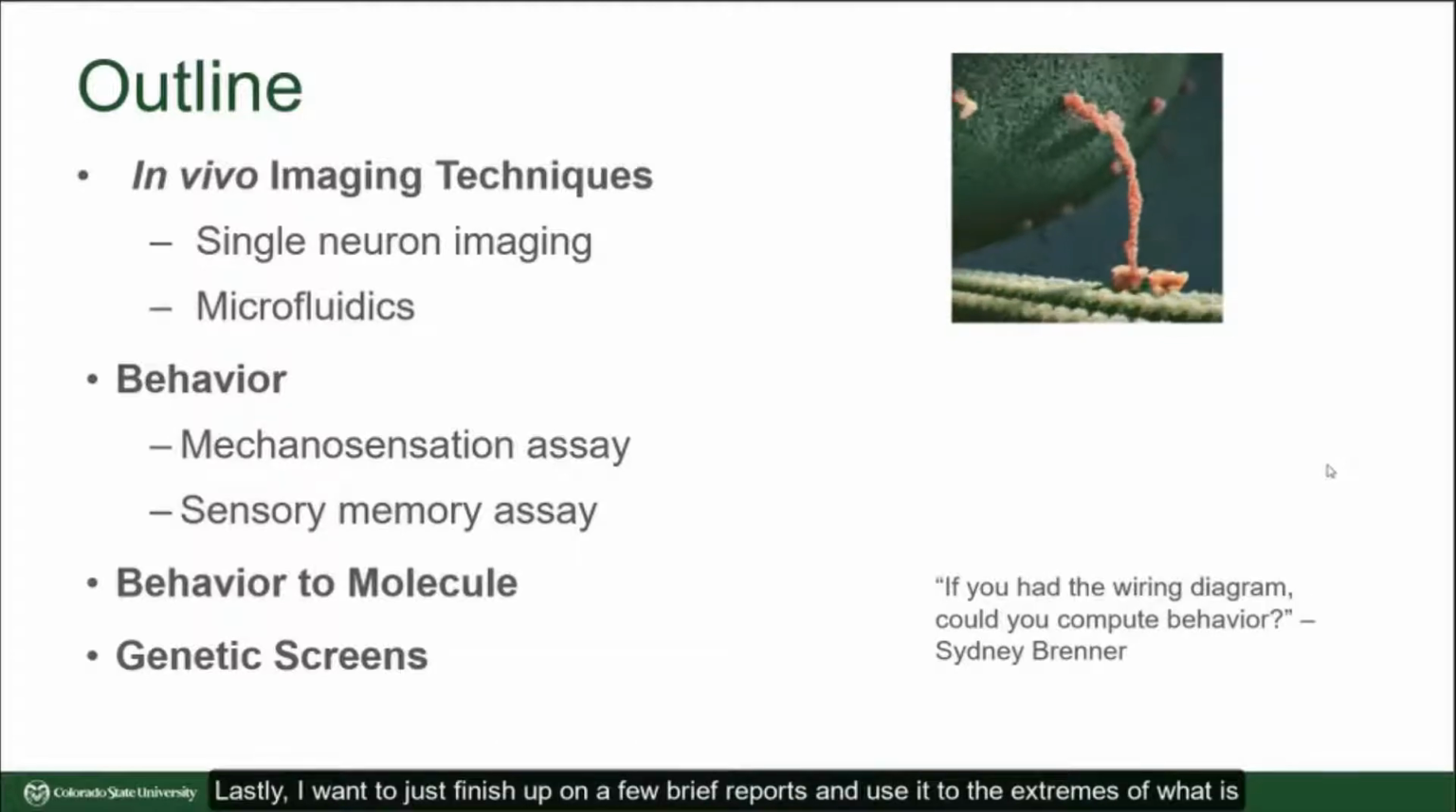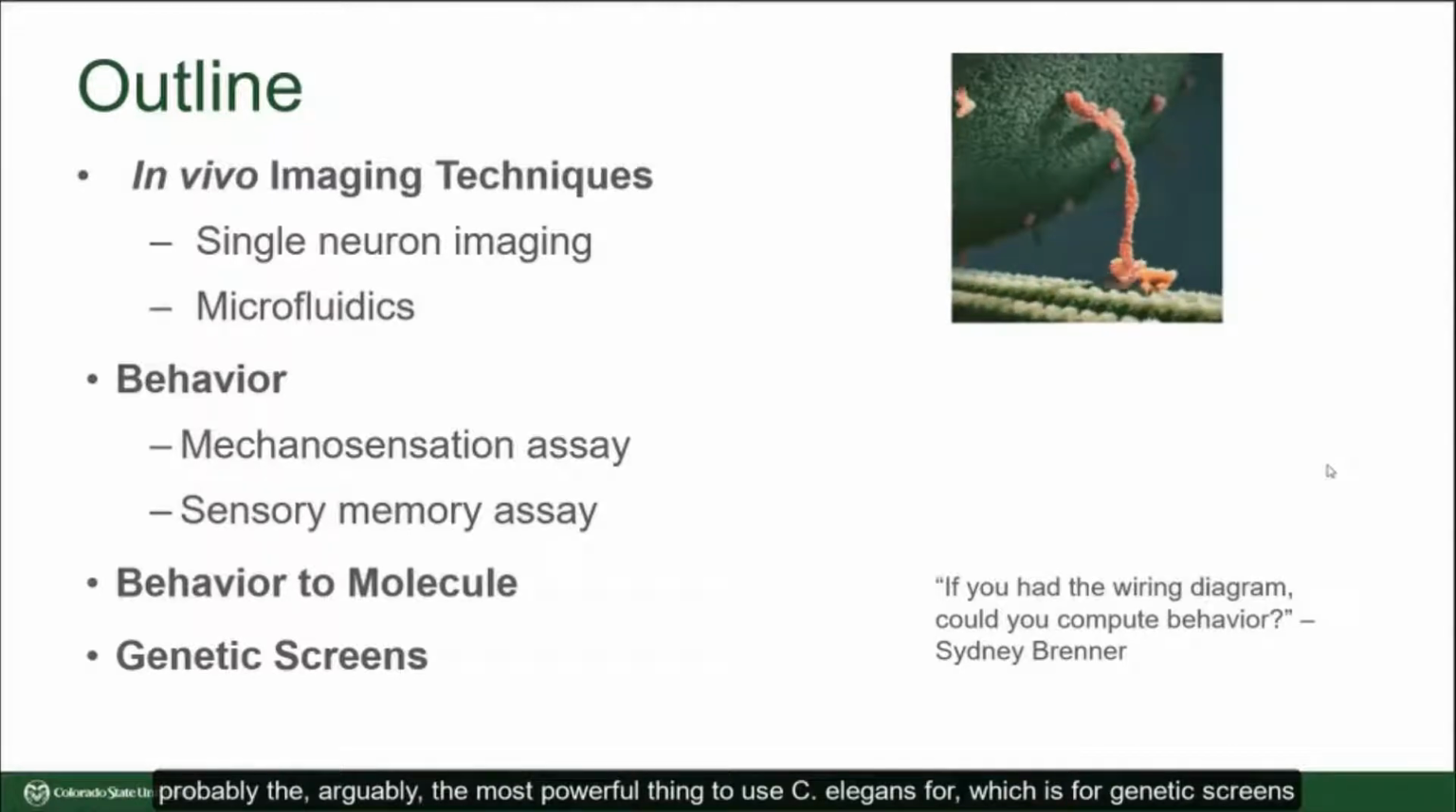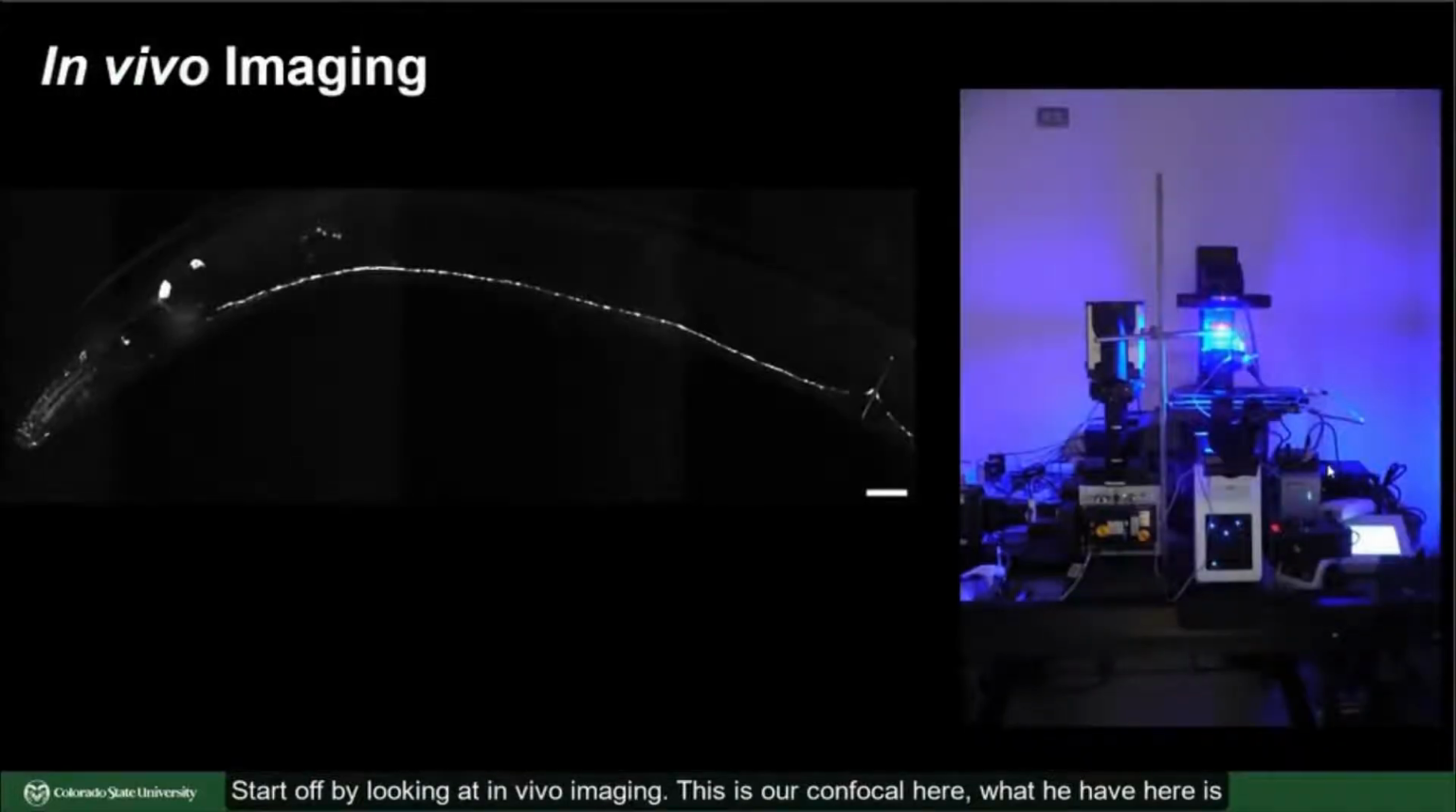And lastly, I'll finish up on a few recent reports and the use of genetic screenings, and arguably the most powerful use of C. elegans is for these forward genetic screens. Okay, so we'll start off by looking at in vivo imaging.